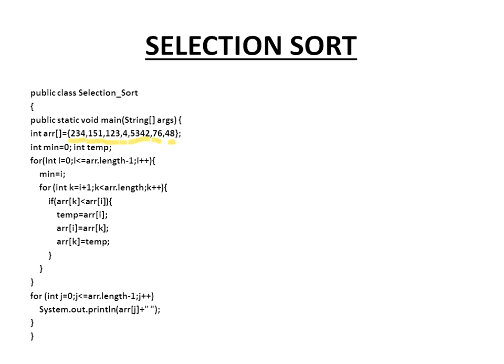234, 151, 123, then 4, 5342, 76, 48. So how many data items are there? 1, 2, 3, 4, 5, 6, and 7. So the total number of elements is 7.